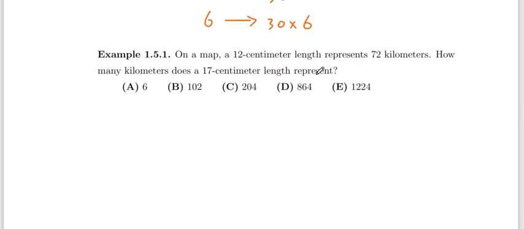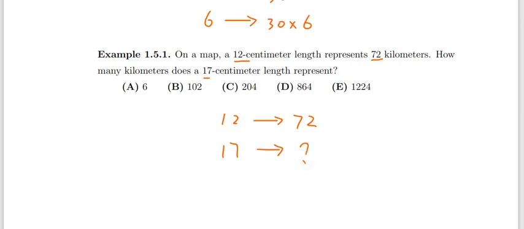So let's say like here on a map, 12 centimeters represents 72 kilometers. Saying 17 centimeters represents how many? Just like that, right? So this way, the problem is 12 is 72, saying 17 equals how many?